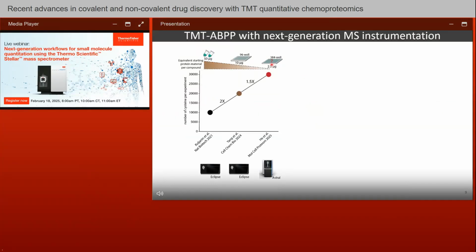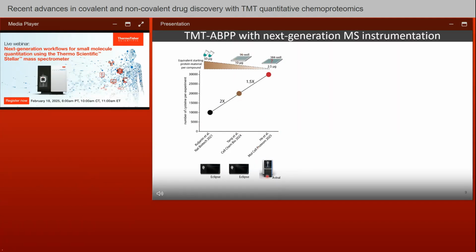So we modified the pipeline and workflow, and with different advancements in MS instrumentation, we are able to get 30,000 reactive cysteines nowadays. The first paper published by Miliang was on the Orbitrap Eclipse, accessing about 10,000 cysteines. Later, we used the same instrument, but completely changed the workflow. We're getting about 20,000 per single shot.